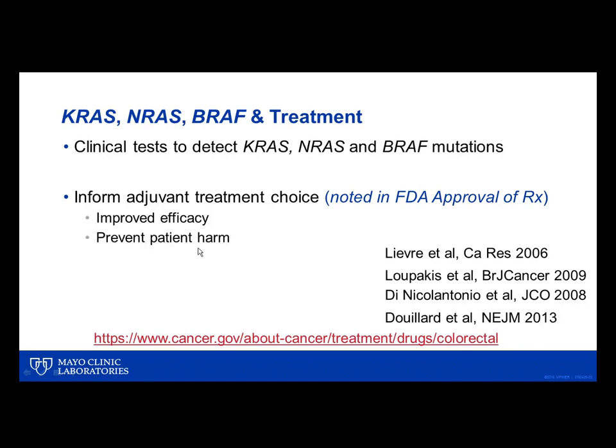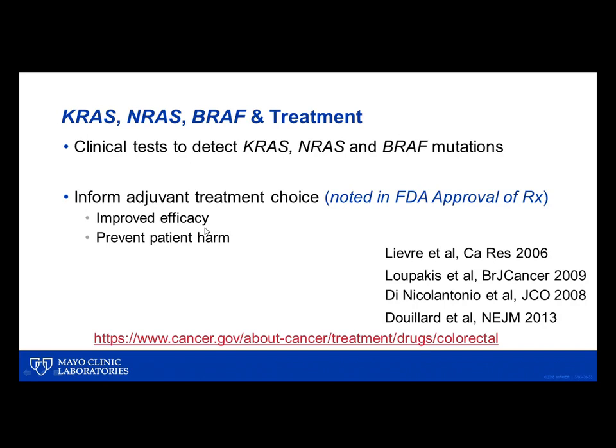But importantly, from this critical reference here in New England Journal in 2013, patients who have KRAS and RAS mutations, if they receive anti-EGFR therapy, there's a greater likelihood of these patients dying of disease. And so by performing tests that identify mutations in these genes, we can prevent patient harm.